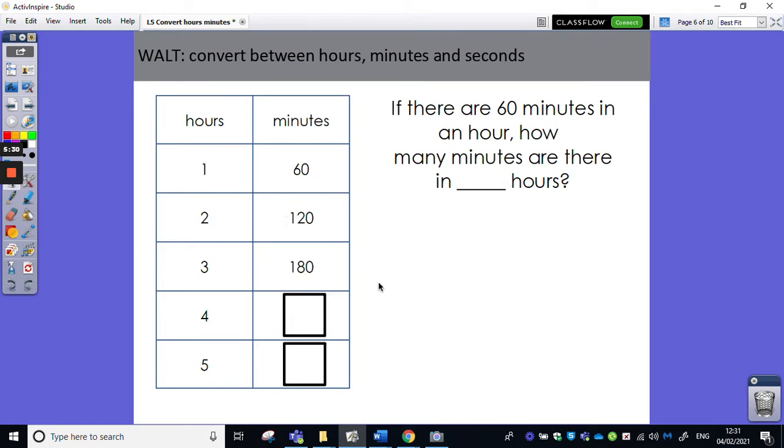Hopefully you've recognised that is 180. So you may start to see the pattern now. We have 60, 120, 180. So we have our 6 times table. So now I want you to think how many minutes would be in 4 hours. What's going to be the next number in this box here?